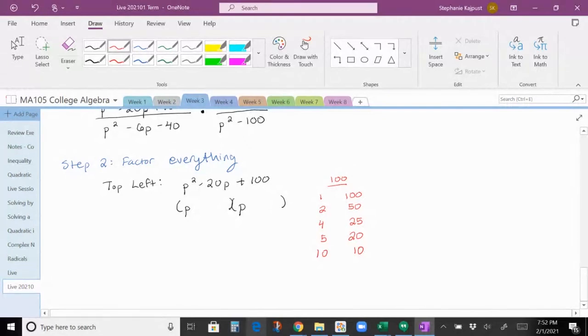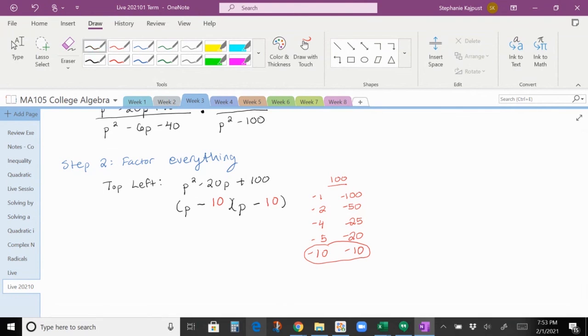So I've written down all of my numbers, and we talked last week about how to know what signs you have. We're multiplying to a positive and adding to a negative, so that tells us that both of these are going to be negative numbers. So I can immediately put in my negative signs because they're both negative. And we're looking for the pair that adds to negative 20. That's negative 10 and negative 10. So I can put those in. I've just factored the top left.